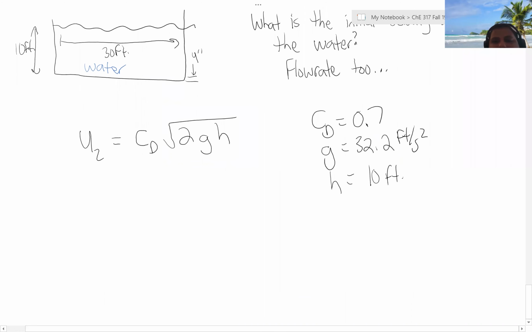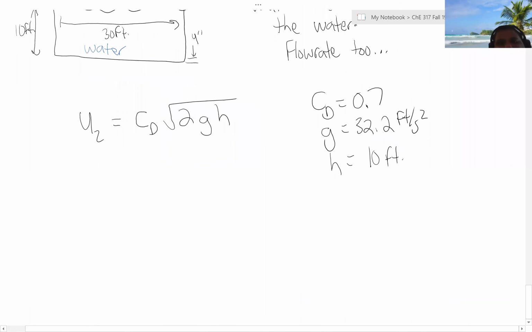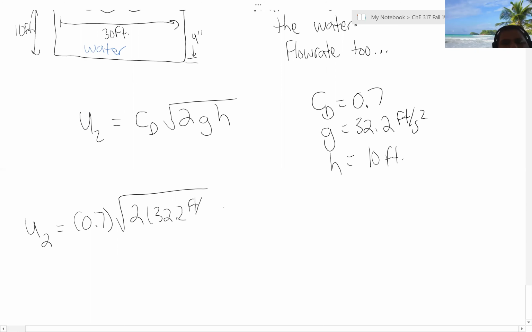So if I'm going to solve for the velocity, I would simply say U2 is equal to 0.7 times the square root of 2 times gravity, 32.2 feet per second squared, times height, which is 10 feet. And that leaves me with a solution of approximately, I got about 17.8 feet per second, which is quite a bit.